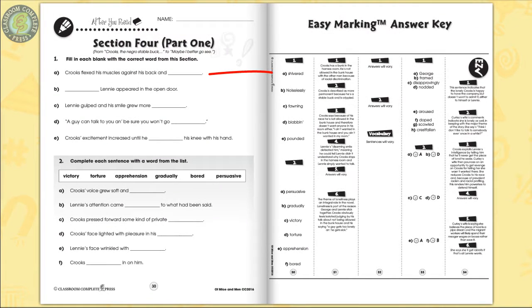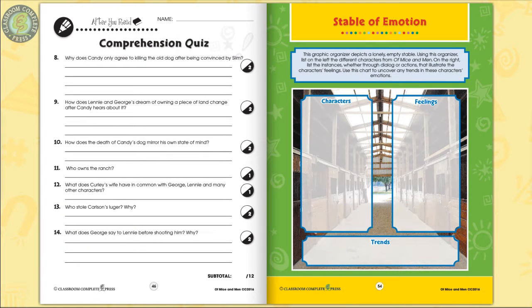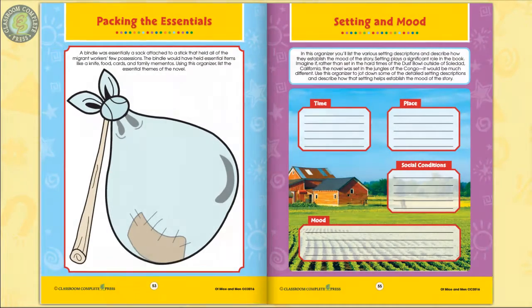The easy marking answer key works by lining up perfectly with the matching question pages. 3 color posters, which are graphic organizers, complete the resource. Students list the essential themes of the novel on a bindle organizer.